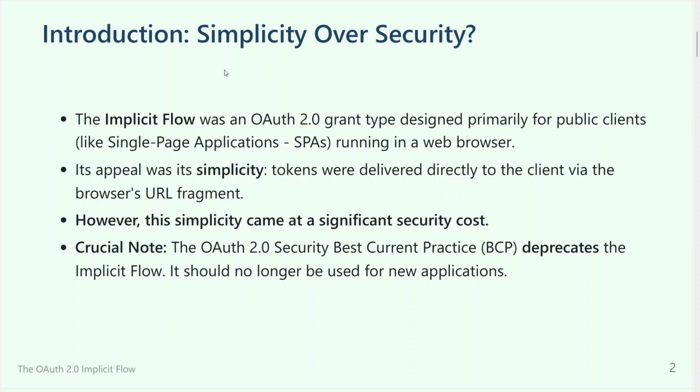So the idea of this protocol, or this flow, was to be simple. And it was really simple. With just 2 steps, you could get an access token and access to the server. Of course, there is a cost with it. But the main thing about this protocol, its appeal, was its simplicity, because tokens were delivered directly to the client via the browser URL fragment.